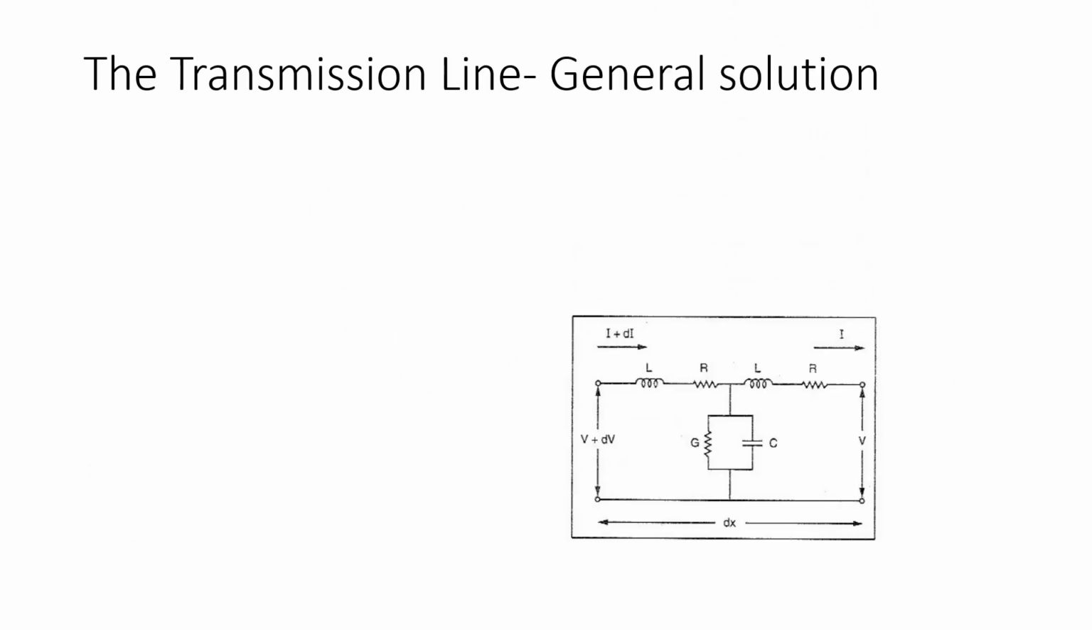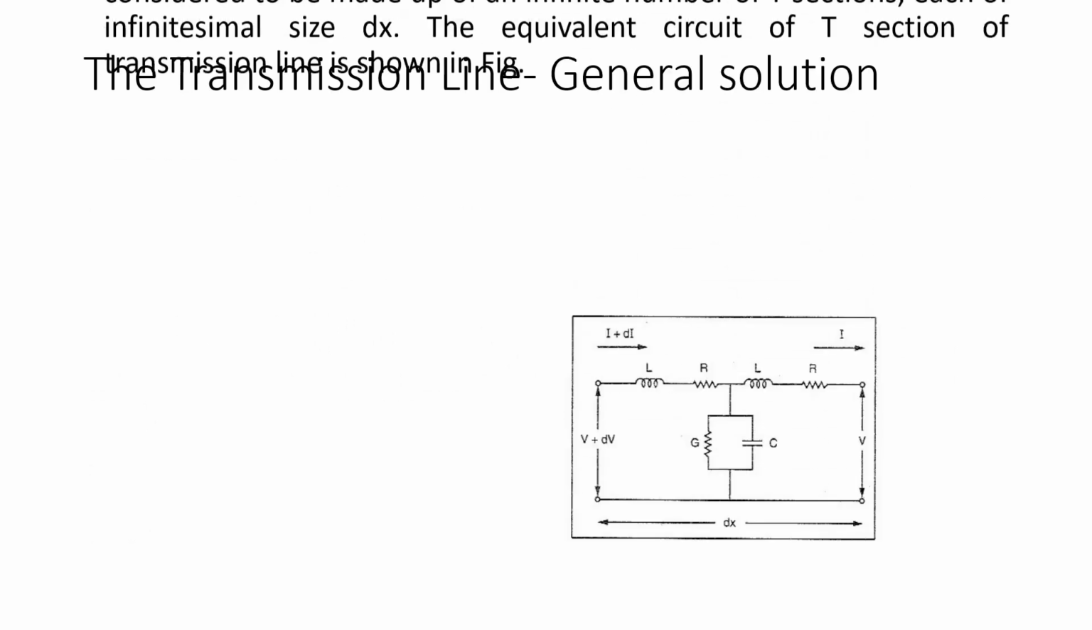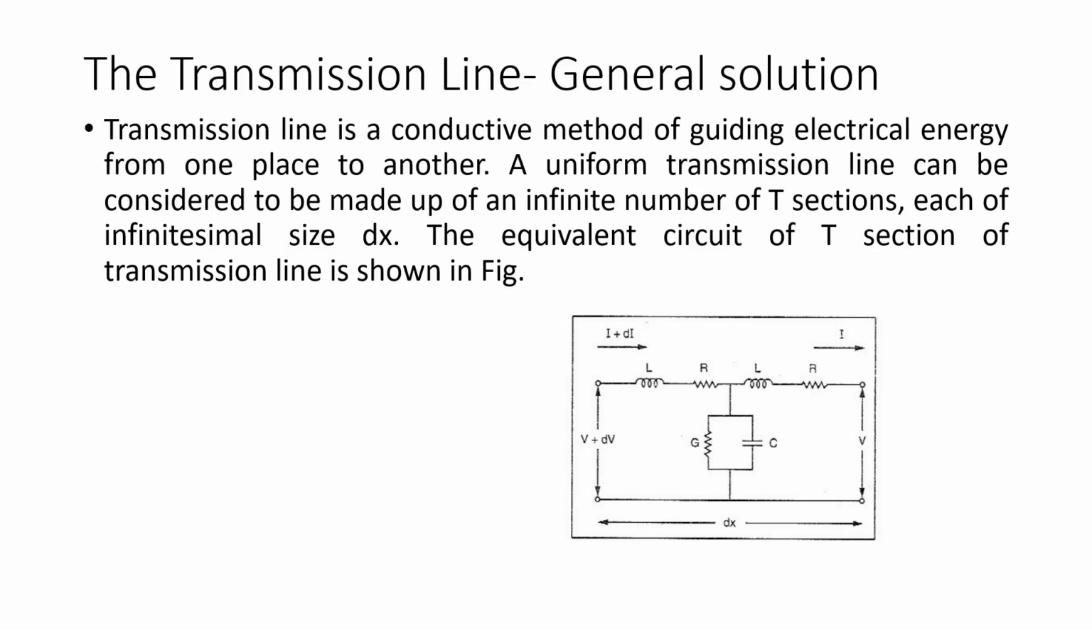The general solution of a transmission line. The transmission line is a conductive method of guiding electrical energy from one place to another place. A uniform transmission line of infinite length contains an infinite number of T sections, each of infinitesimal size dx.